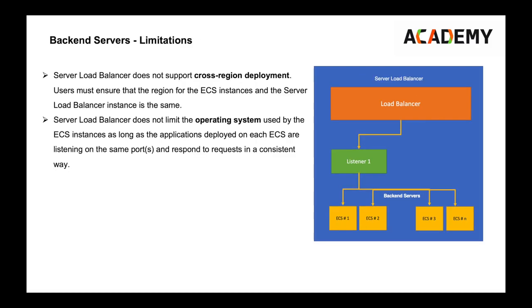That is allowed. Limitations for the backend servers: no cross-region deployment. So all of the backend servers behind your load balancer need to be in the same region as the load balancer. So if your load balancer is in Hong Kong, then your ECS servers also need to be in Hong Kong. They can't be in Singapore or Beijing. However, there's no limitation on the operating system. As long as your backend servers respond to requests in the same way, it does not matter what they're running. You could have half of them running Linux with Nginx and the other half running Windows with IIS. That would be totally okay as long as they respond to requests in the same way.